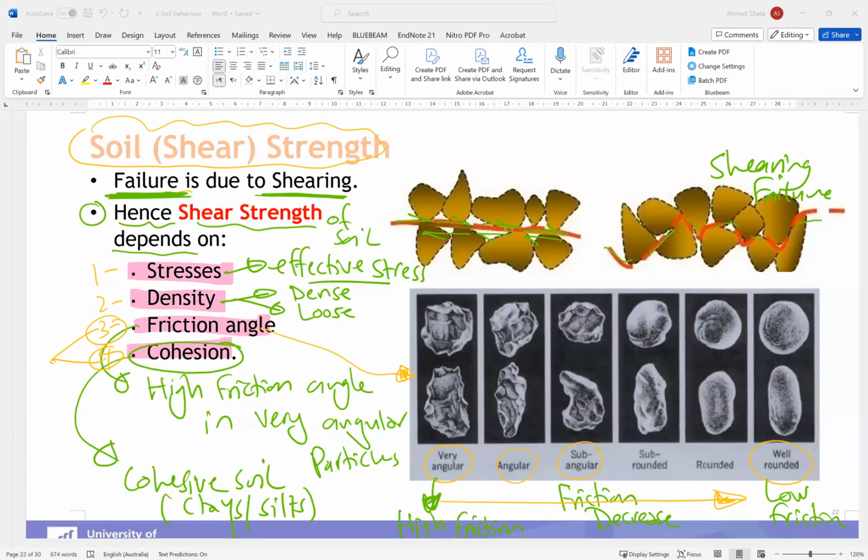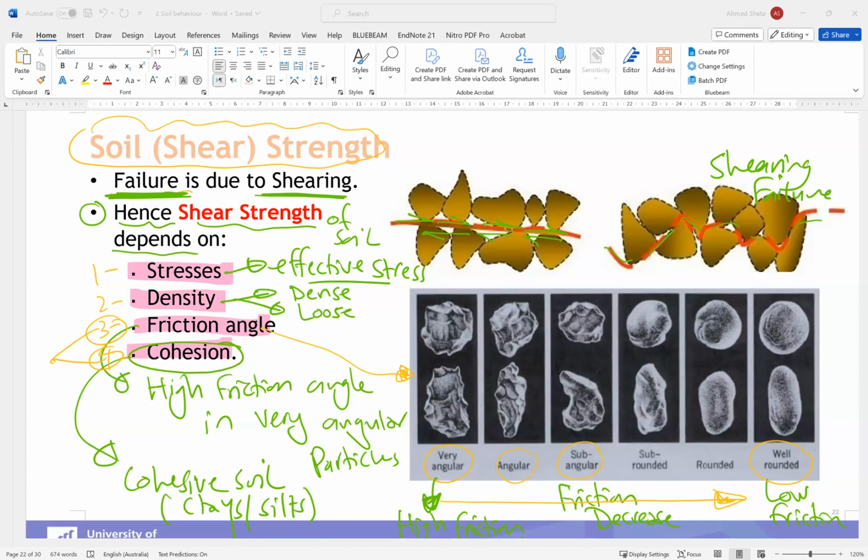So today we will continue from where we stopped last week. Last week we looked at soil shear strength, and we found that some soil can fail due to failure between the soil particles, and that's why shear strength is important for us to know.